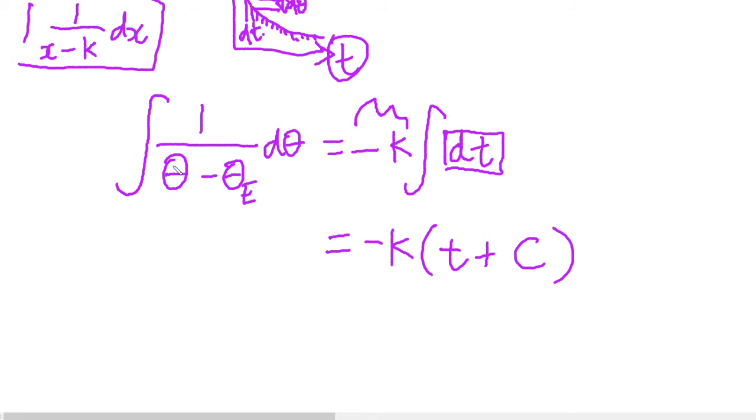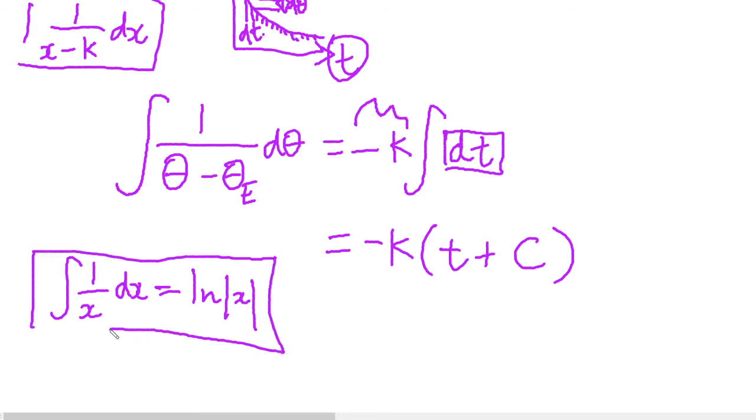We have a harder integral over here, which is basically in this form I wrote earlier, 1 over x minus k dx, or 1 over theta minus theta e d theta. So what we're going to have to use here is the rule that the integral of 1 over x with respect to x is equal to ln of the absolute value of x. And this is something that really deserves a video of its own to go over.